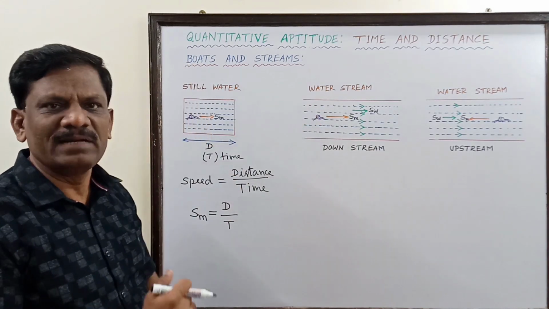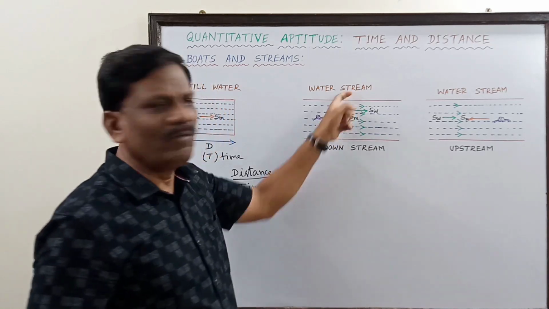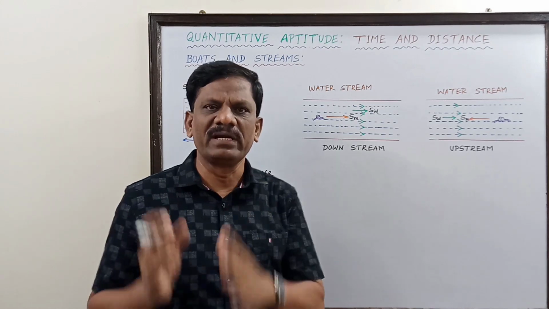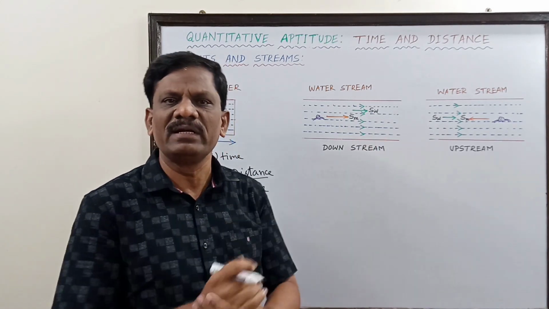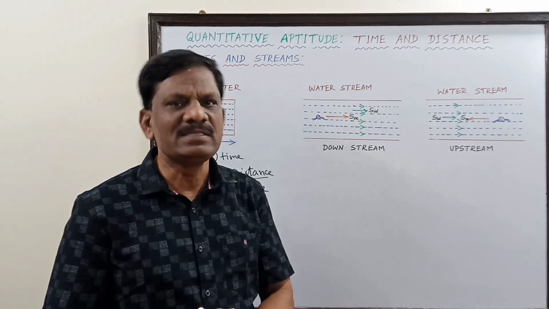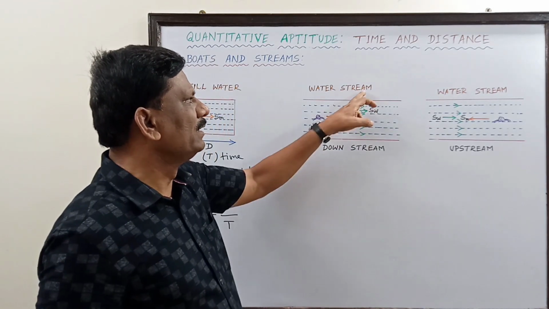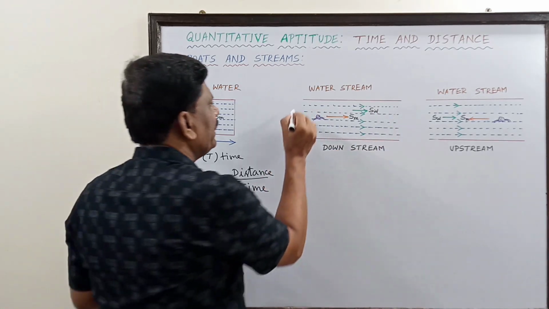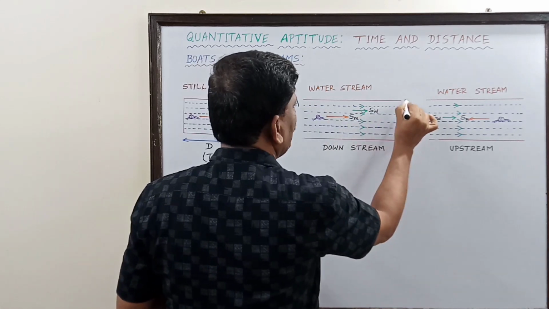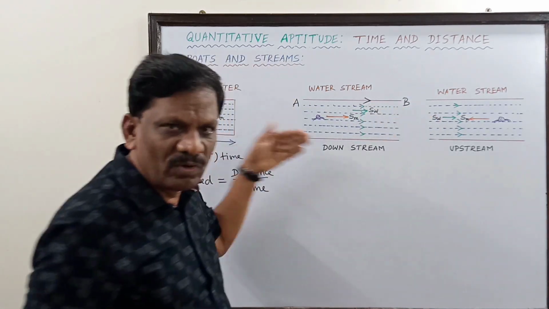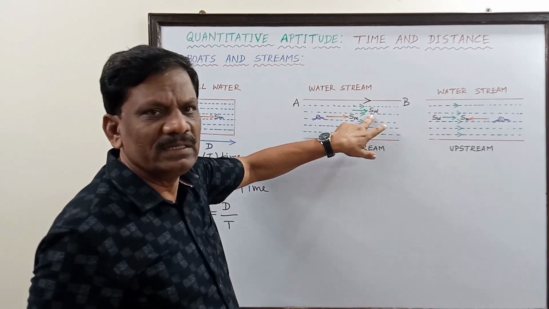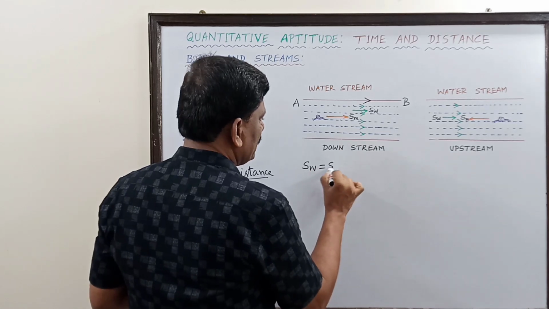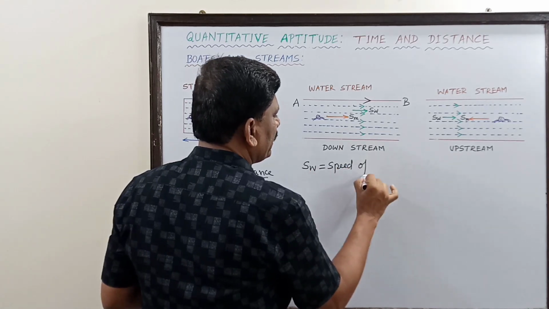Now come to the second picture. It is called a water stream. So when it says the word stream, it is very clear that the water is moving in a particular direction with a particular speed. So I have taken the water is moving from left to right, from the end A to the end B, the water is flowing. With what speed? It is Sw. So Sw is the speed of water.